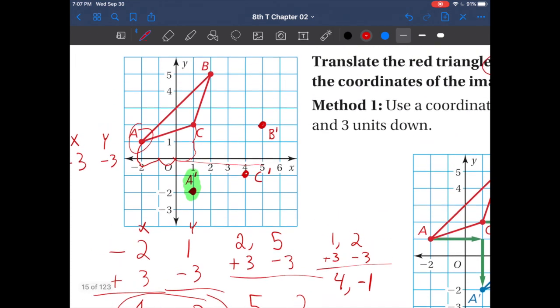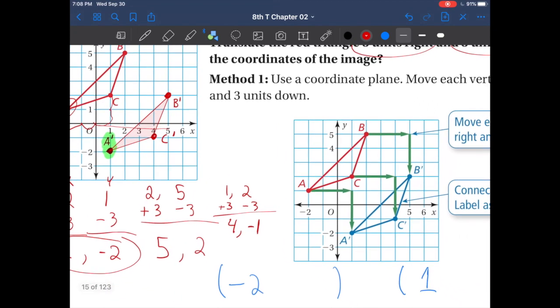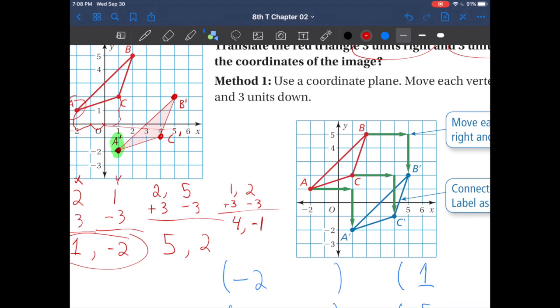If we did everything correctly, everything should line up exactly like that other triangle. And there we go. That is our new triangle. Let's see the answer from the book. That is correct. All right.